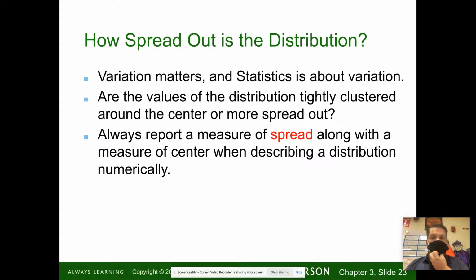So then, how spread out is the distribution? Well, the variation matters, and statistics is about the variation. As we get into this, we're going to collect a bunch of data, look at the data, and then figure out how wide the spread is, and that helps us make a probability guess. Always report the measure of spread along with the measure of center when describing a distribution numerically. So we're going to find the mean of a distribution, and then the standard deviation, which is a measurement of the variation.